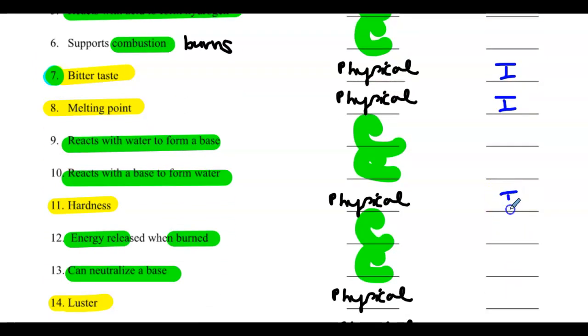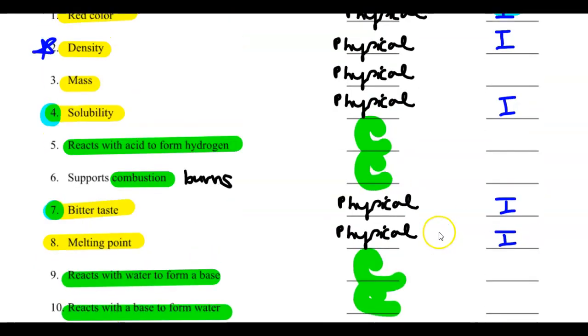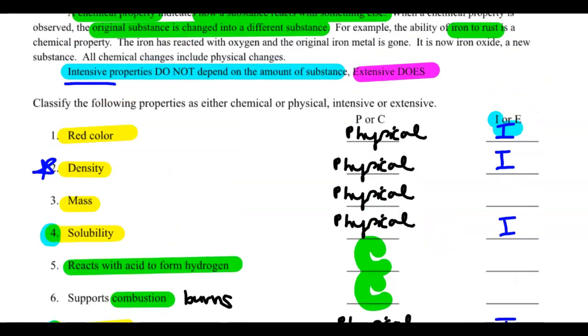That's also intensive because if you try and scratch a big section of your nice countertops, it'll be the same as scratching a little section. Luster, how shiny something is. That's usually intensive. There's some minerals where they actually change, but don't worry about that. And then odor. So think about a whole tray of chocolate chip cookies and one chocolate chip cookie. Do they both smell the same? Yeah.